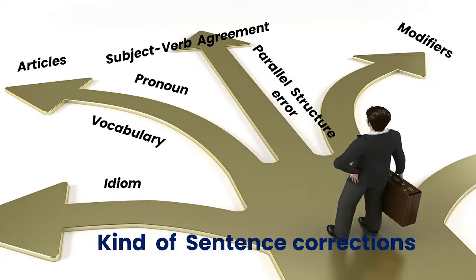Second would be choosing the best alternative. This is a different type of question in which a part of the sentence is highlighted or underlined, and you will have to choose the best option from the given 4 options. Or if there is no error, then you can mention that also.